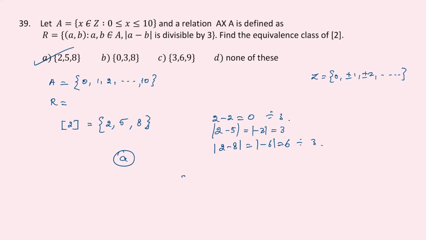If you write the equivalence class of 5, you will get the same elements because 5 is related to 2, 5 is related to 5, 5 is related to 8. So the equivalence class of 8 will also be 2, 5, 8. So the equivalence classes of 2, 5, 8 will be the same.